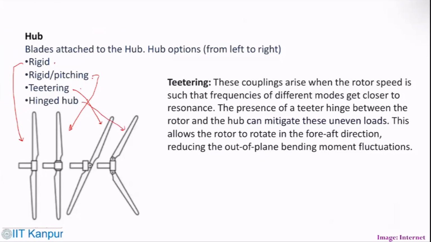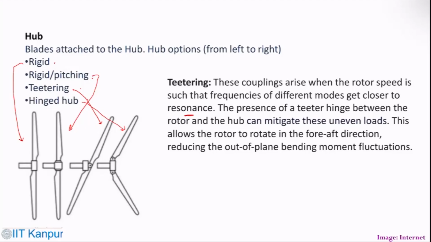So in terms of teetering, these couplings arise when the rotor speed is such that the frequencies of different modes get closer to resonance. So that time this teetering kind of hub is used. The presence of a teeter hinge between the rotor and the hub can mitigate this uneven load.